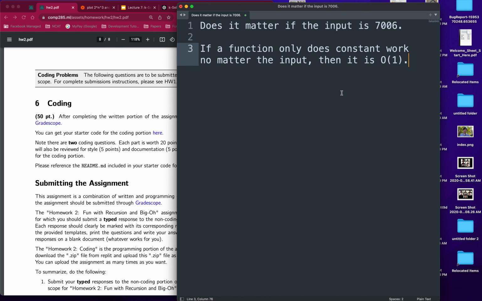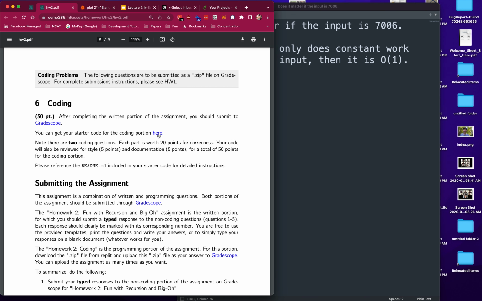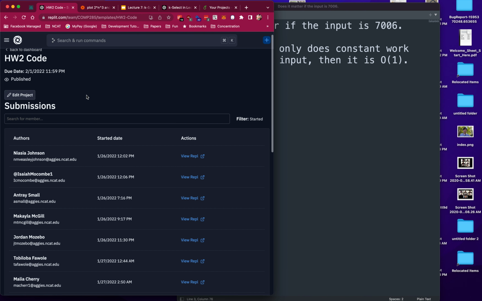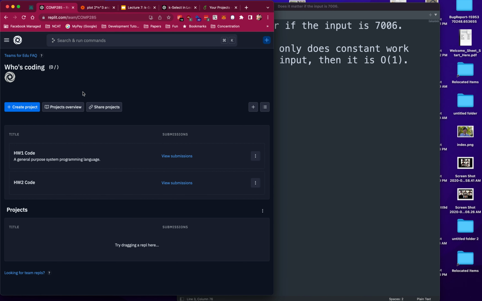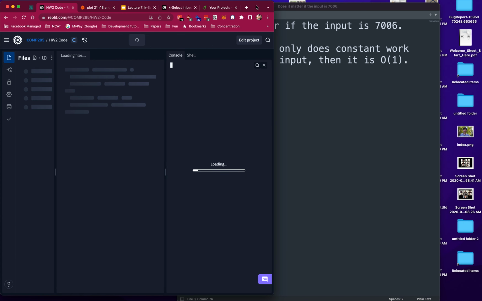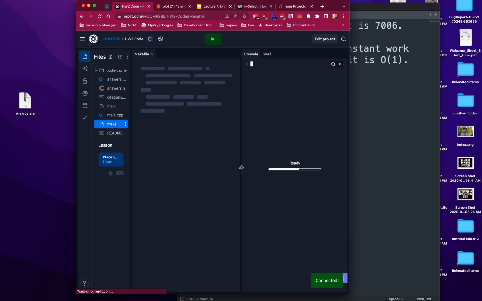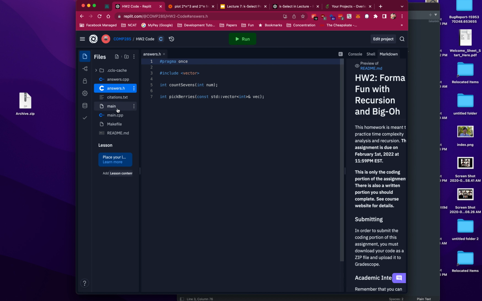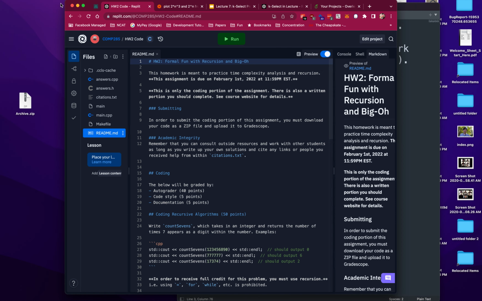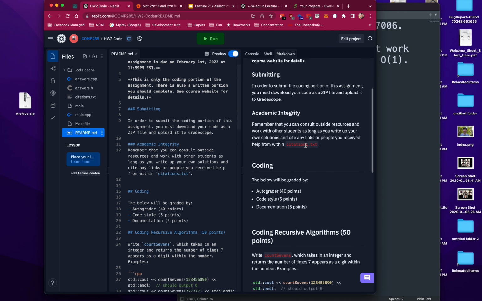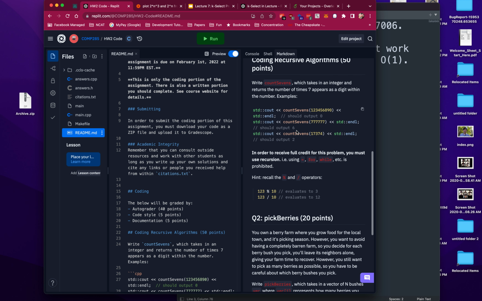All right, let's jump to the coding, which is the last part we're going to cover. So the coding piece, you should be able to click here to open up a replit where folks are working through the code. I'll pull up here the homework 2 code. In this homework, you want to look at the README. The README is going to walk you through some of the problems that we have.